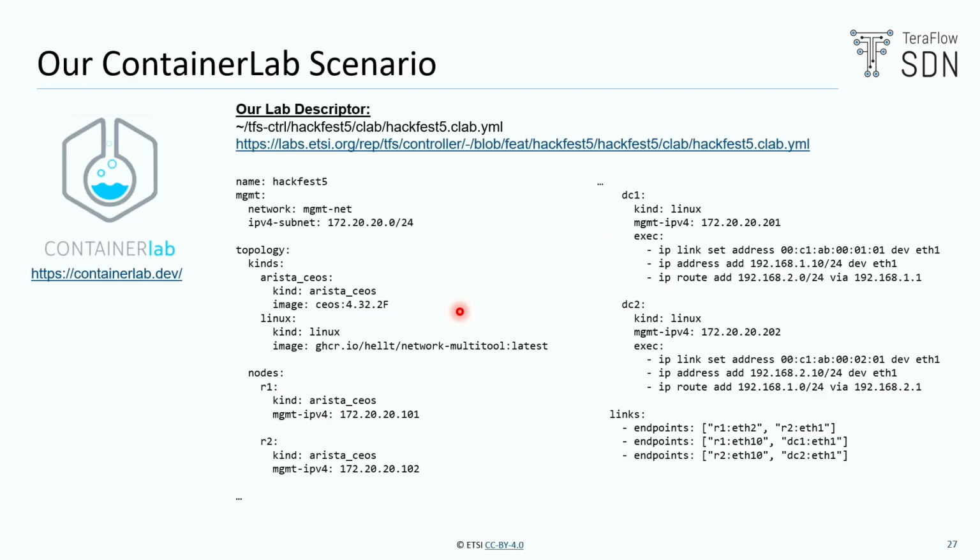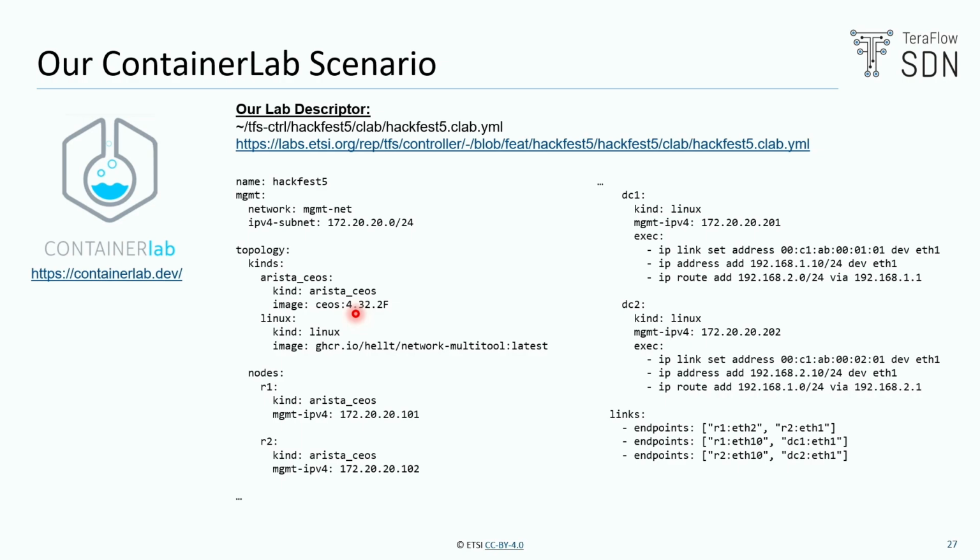How is the descriptor for our scenario? This scenario will have, as I was mentioning, a management network that we will use to control or to configure the devices. And then in the topology, we will have two kinds of devices. One of them will be Arista cEOS routers. The other will be Linux machines.